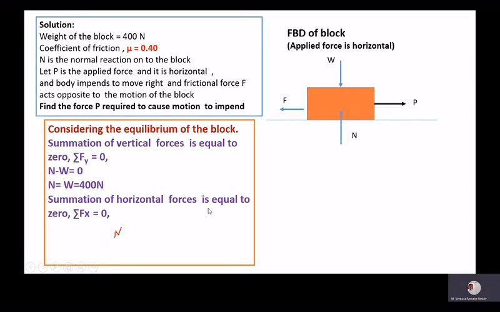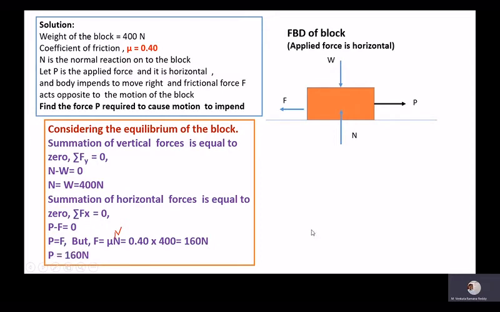Now we'll consider the summation of the horizontal forces is equal to 0. Here horizontal forces are F and P. Rightward forces are positive and leftward forces are negative. Then P minus F is equal to 0. Then P is equal to F. But F is equal to mu into N. Mu value is given in the problem, that is 0.40, and N value is 400 newtons. So this value becomes 160 newtons. That is, in the first case, when the applied force is horizontal and the body tends to move, the calculated force value is 160 newtons.